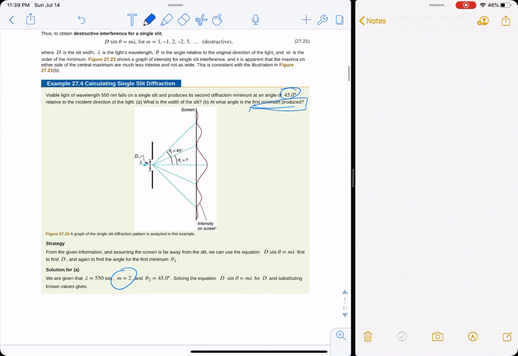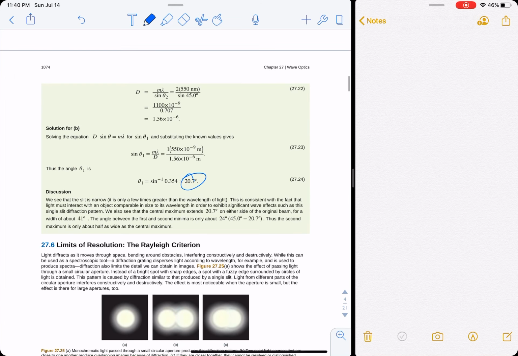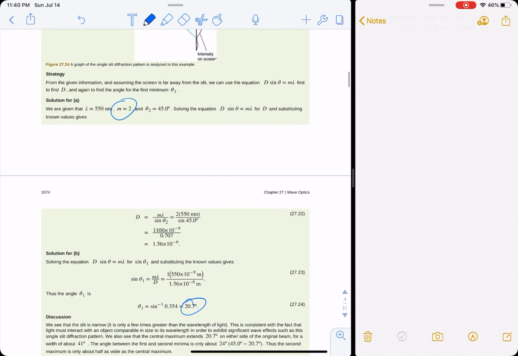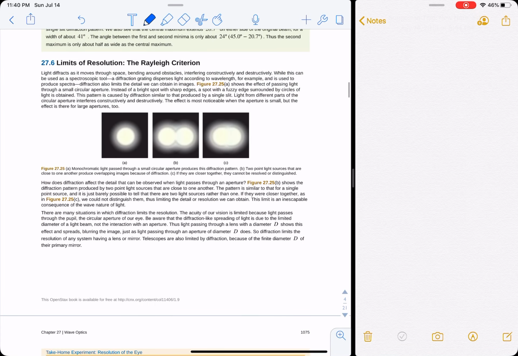Okay, so again, what are you trying to do? You're trying to find the locations of the minima and maxima, and what do they depend on? Slit width, distance to the screen, and angle. In this case, we don't even care about the distance to the screen necessarily. You will need that if you want to figure out y and L, but if we're just determining the angle, you don't need to know that. Okay, moving on.